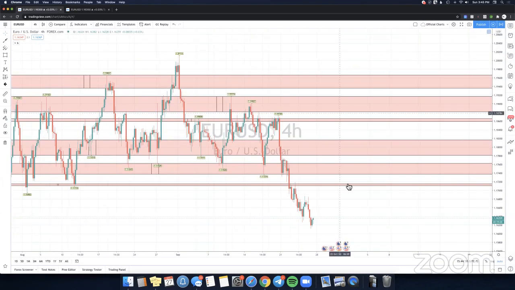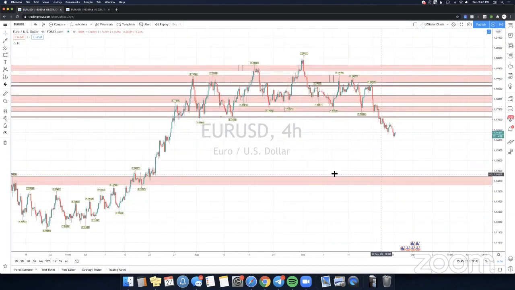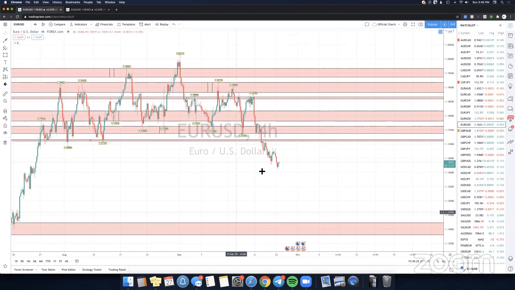EU, we went over this earlier, so I'll just give you guys the parameters again. So the upper zone right here is going to be 1.1711, and then the lower zone right here is going to be 1.1422. So those are the two zones right there. If you guys want to see my analysis of EU, just go ahead and rewind to the beginning of the webinar, and you guys will see that I went over EU more in detail over there.